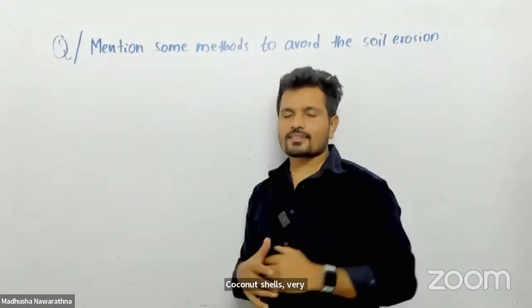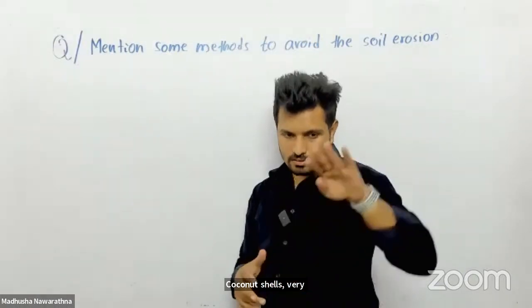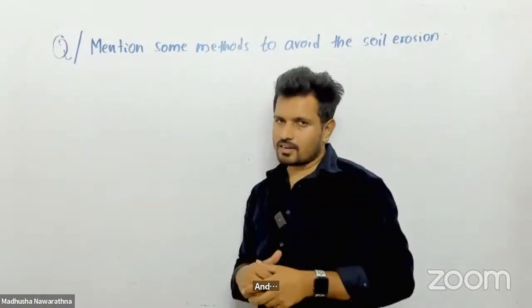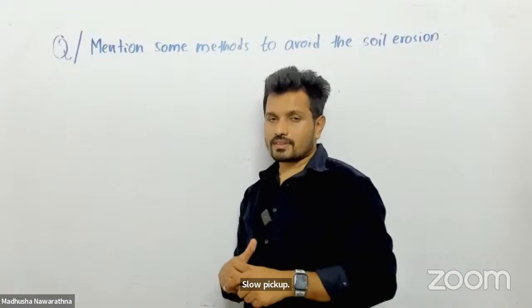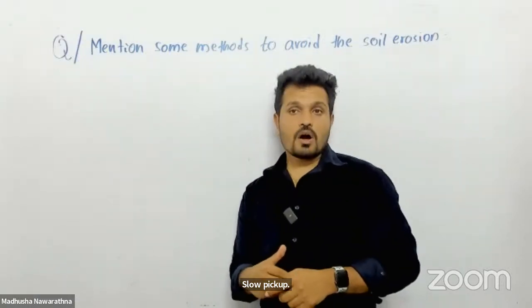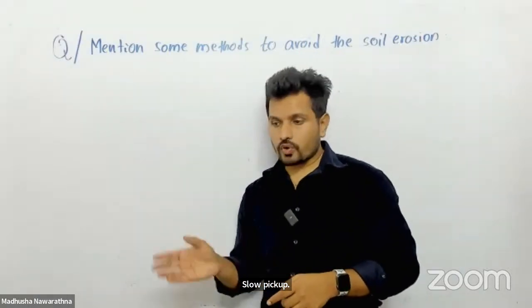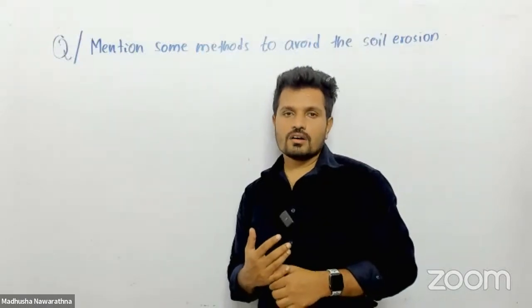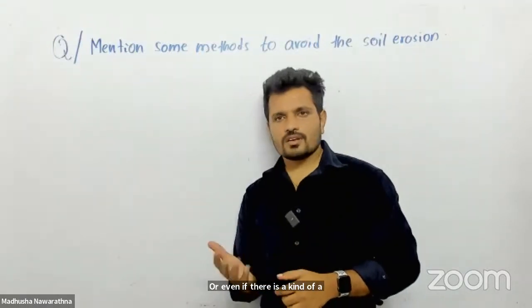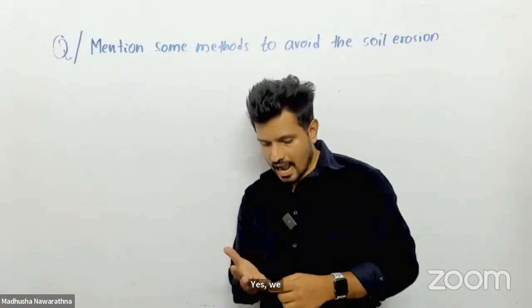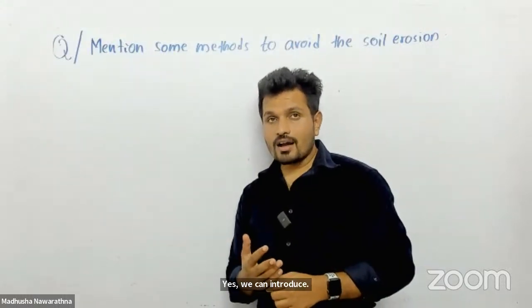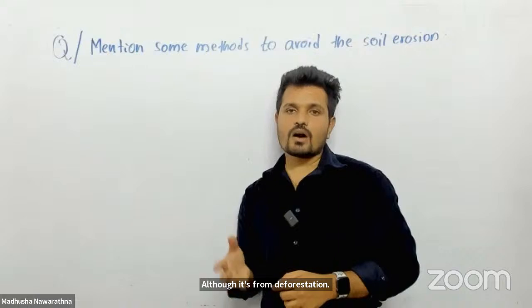If there is a slope, a small incline, we can stop soil erosion by applying something like that. Or even if there is a stream. Yes, we can use windbreakers, make drains, use coconut shells. Avoid deforestation. Avoid cutting down the plants.